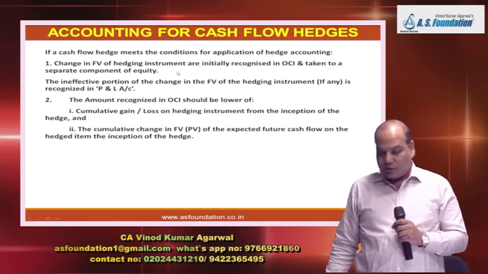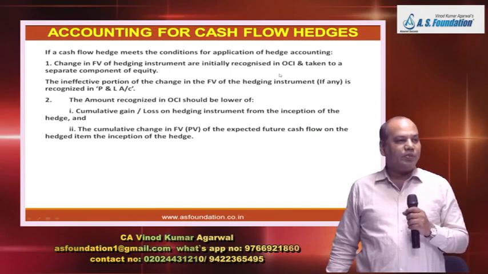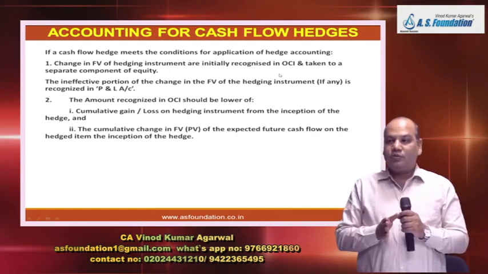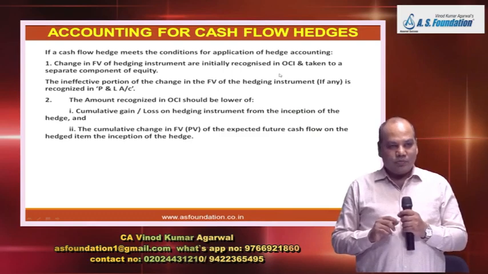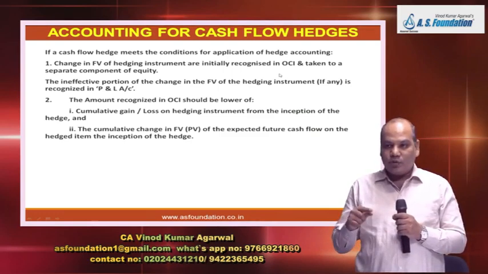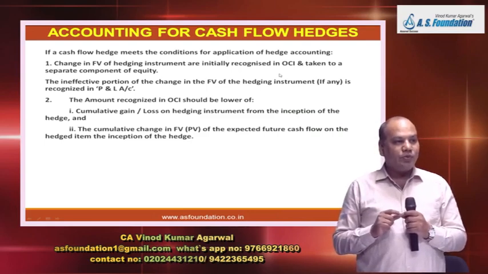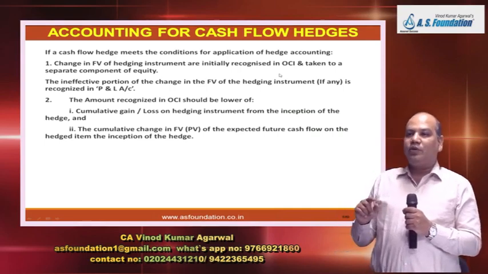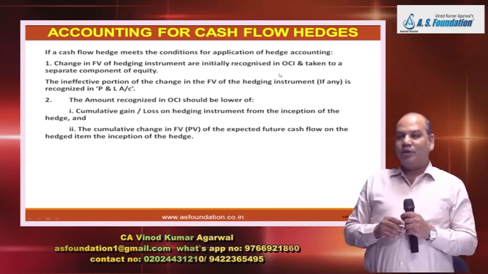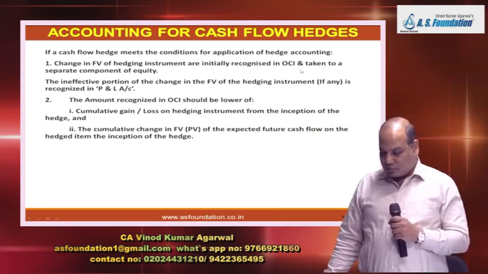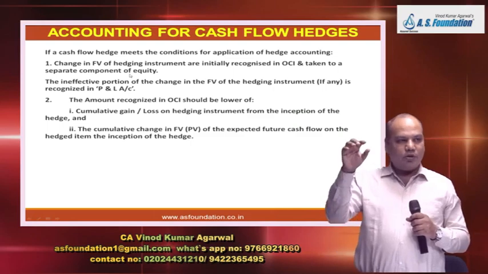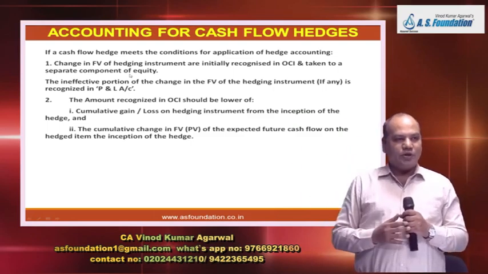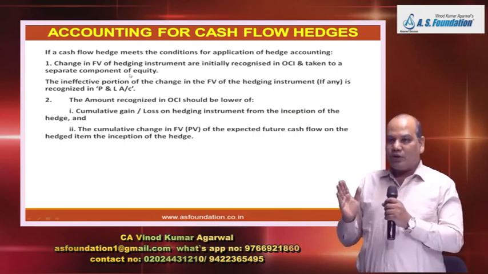Change in fair value of hedging instrument, meaning derivative, will be initially recognized in other comprehensive income. So we are moving from a normal accounting of derivative. Derivative change in fair value is routed through P&L account. But if derivative is used for cash flow hedge, the change in fair value of derivative will not be transferred to P&L account, but it will be transferred first to OCI, okay, and then it will be shown in statement of changes in equity. So one effect will be in your OCI, and then when you prepare the financial statement, it will appear in statement of changes in equity.